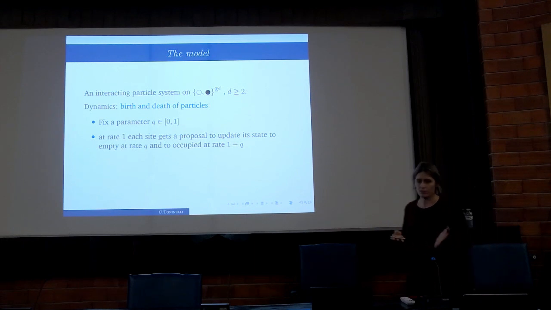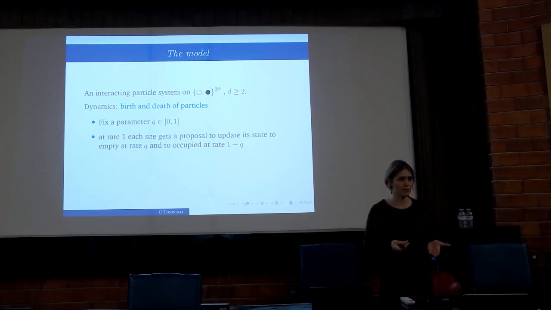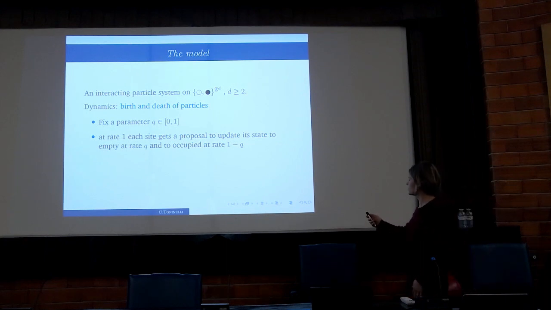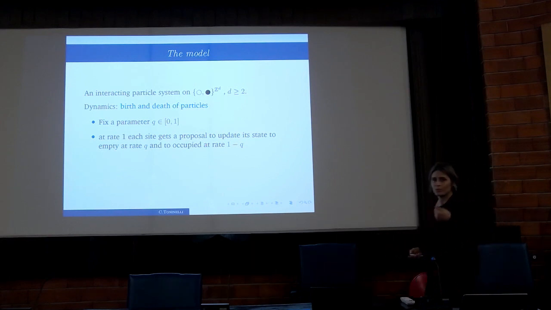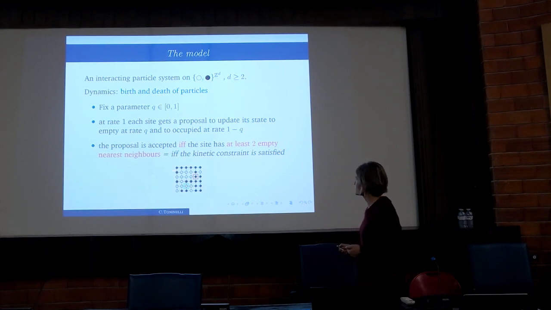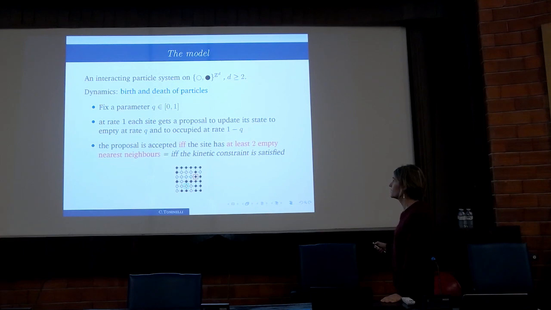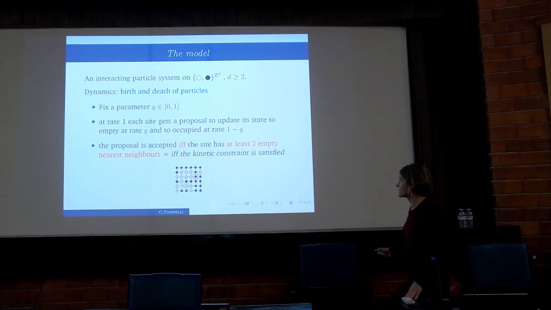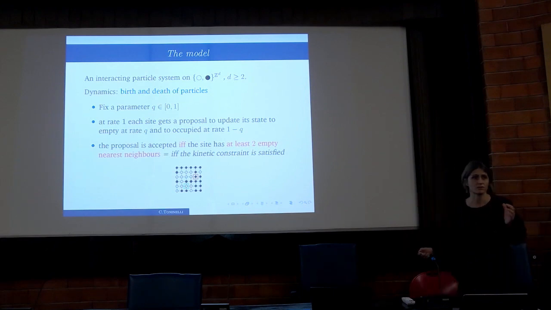So when my clock rings, I want to update my occupation variable. And I get a proposal: let's say I flip an unfair coin, and I want to be updated to empty at rate q and to occupied at rate 1 minus q. But I'm saying I want to, and I get a proposal, because I cannot always accept this proposal. In order to accept this proposal, I have to satisfy a constraint which depends on the state of my surrounding neighbors. In order to be updated, I need to have at least 2 empty nearest neighbors. If I have them, suppose the clock rings on this site, I have 2 empty nearest neighbors, so I can update according to the proposal. If the clock rings on this site, no matter what the proposal is, I cannot update. Okay, that's the dynamics.